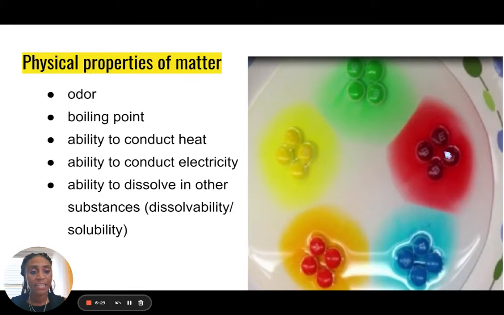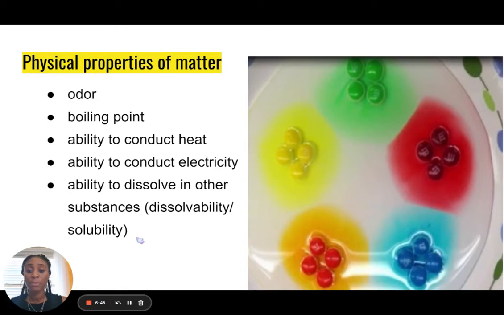So the red candy, the color that the water changed to is red. The green candy is changing the color to green. The blue candy is changing the water color to blue, and so forth. We can see the orange one and the yellow one here.